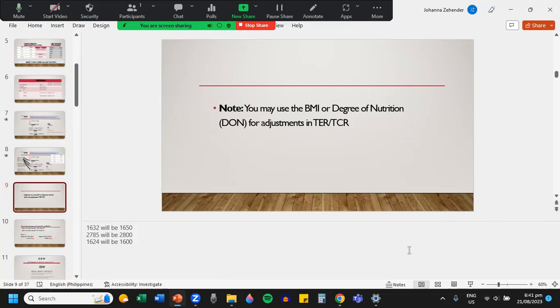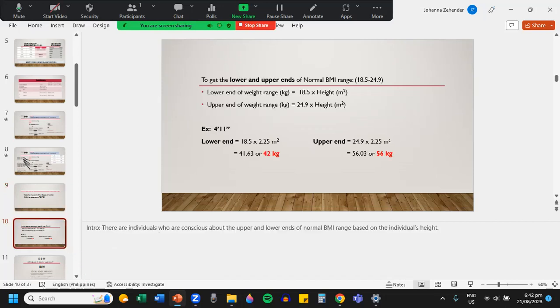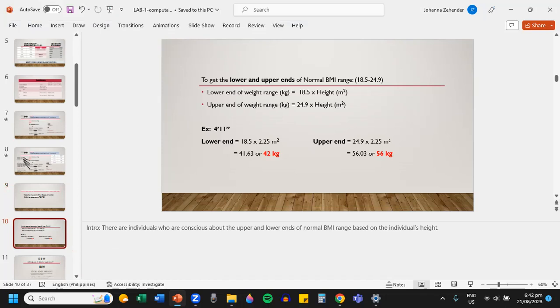Again, you may use the BMI or degree of nutrition for adjustments in TER or TCR. That is if your patient showed an abnormal BMI. Now, there may be individuals who are conscious about the upper and lower ends of their BMI range. So we can also compute for both the lower and upper ends of the normal BMI range.